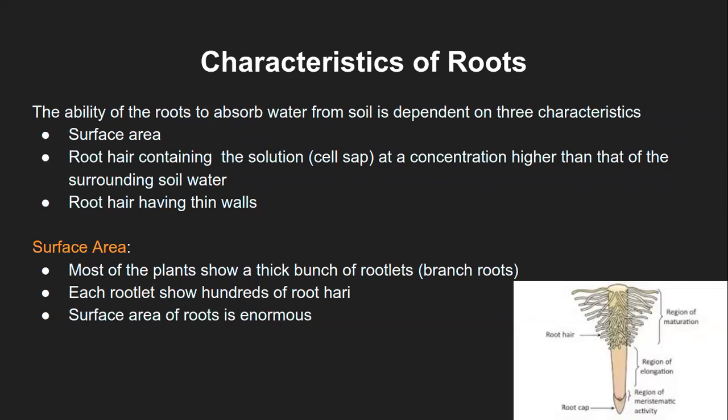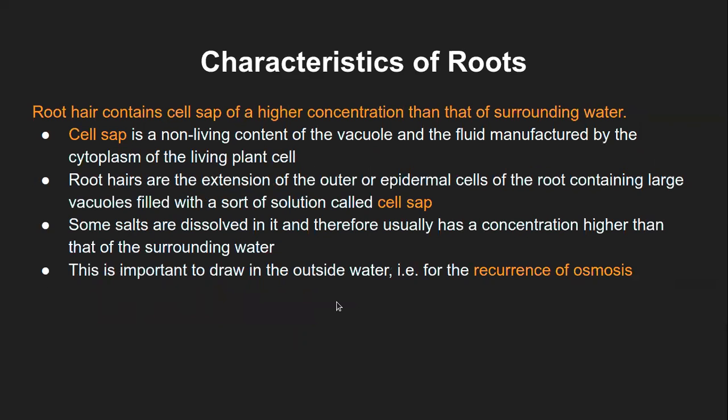And why is it present? It is present to increase the surface area, so ultimately more absorption happens. Each rootlet can show hundreds of root hair. Each rootlet shows hundreds of root hair, and the surface area of roots is quite enormous. Comparatively it is really large, and the reason is again to absorb more and more water.